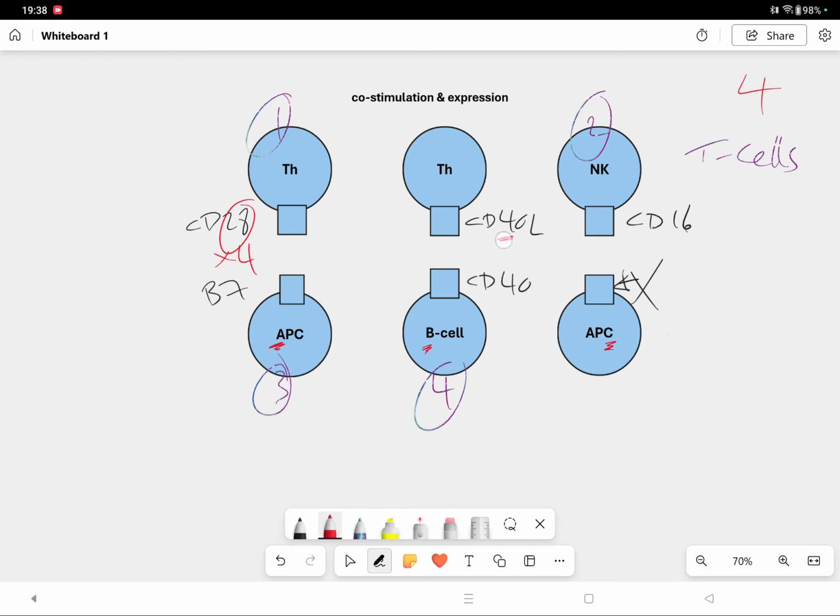Next guy in line, we've got CD40, 4 there, 4 there. And finally, again, you'll see the multiple of 4. 4 fours are 16. And there you have it.